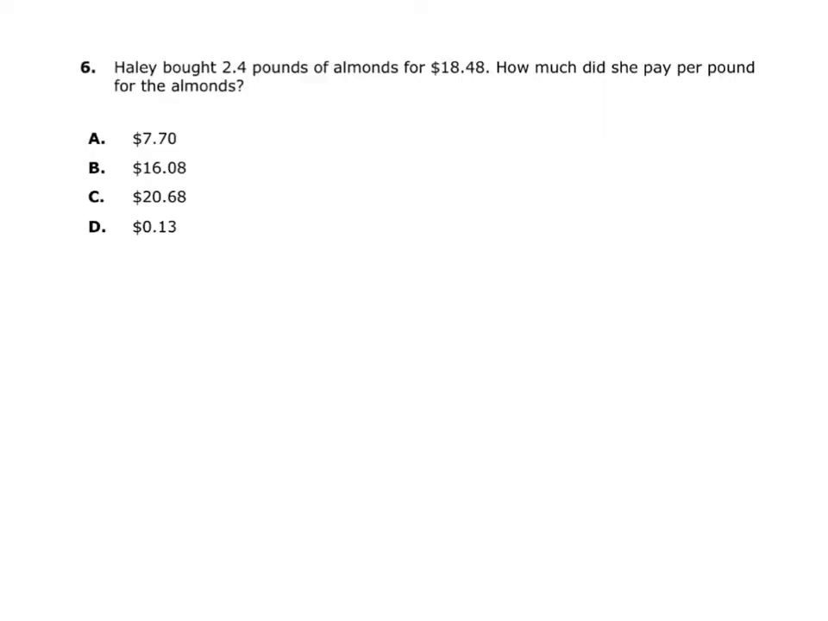Number 6 says Haley bought 2.4 pounds of almonds for $18.48. How much did she pay per pound for the almonds? So what we have to do is we are finding the unit rate here. When we find unit rate, we just divide to get what it is per 1 pound. So our 2.4 is on the outside and our money is on the inside.